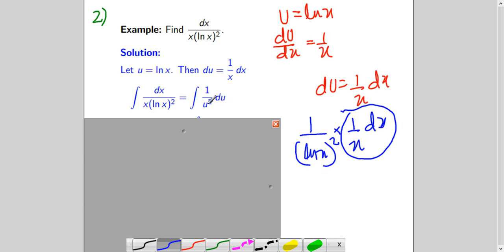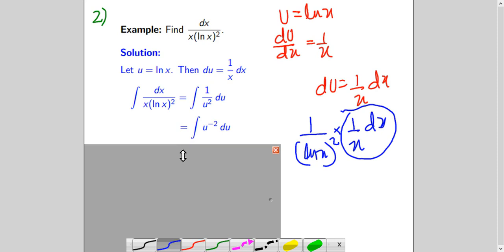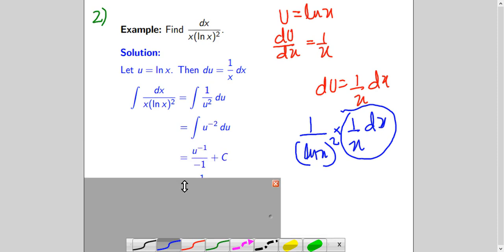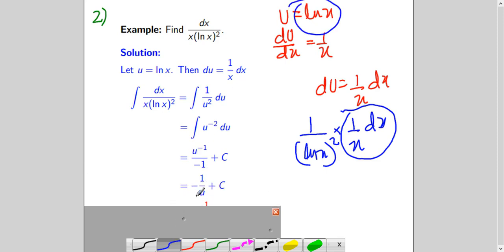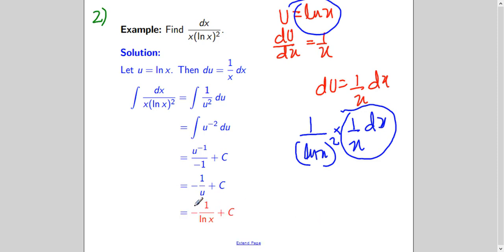Now after that, if I take u square up, it will become u power minus 2. And simple integration, minus 2 plus 1 divided by minus 1. And whatever your u is, that you will substitute back here. Make sense? So this is how you change it.